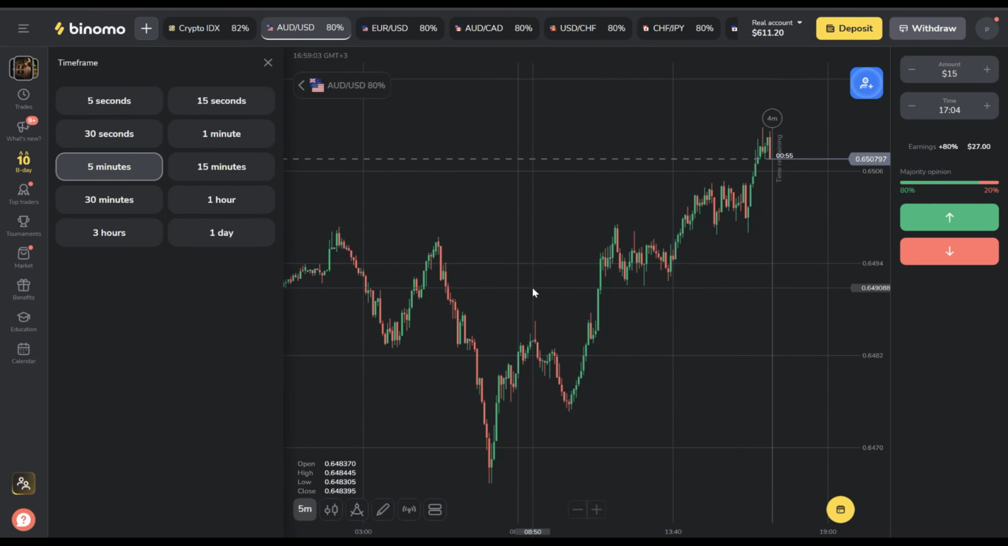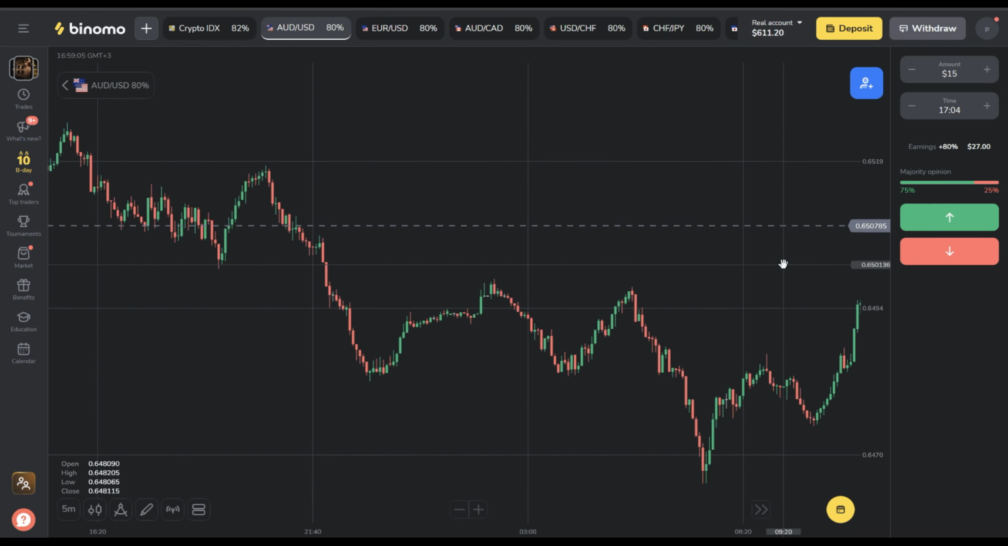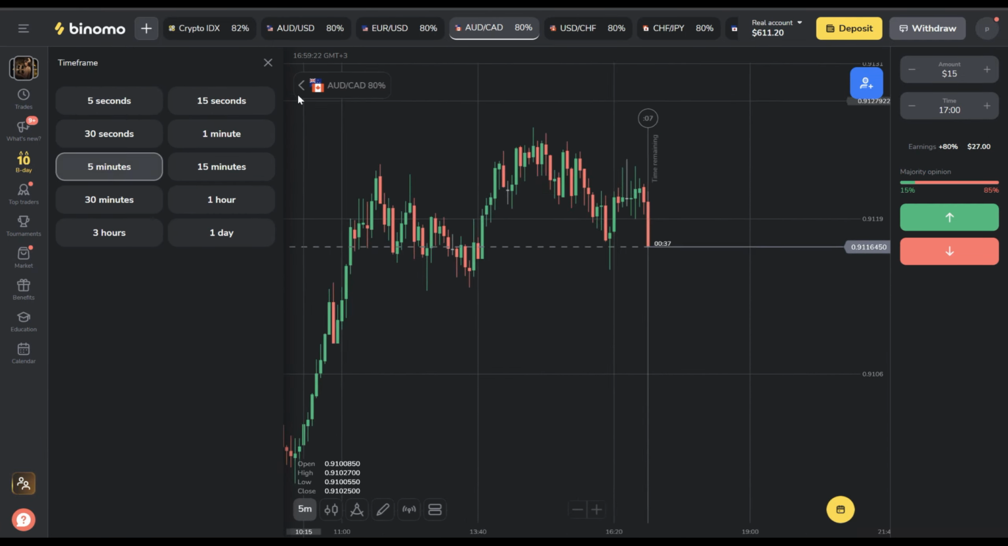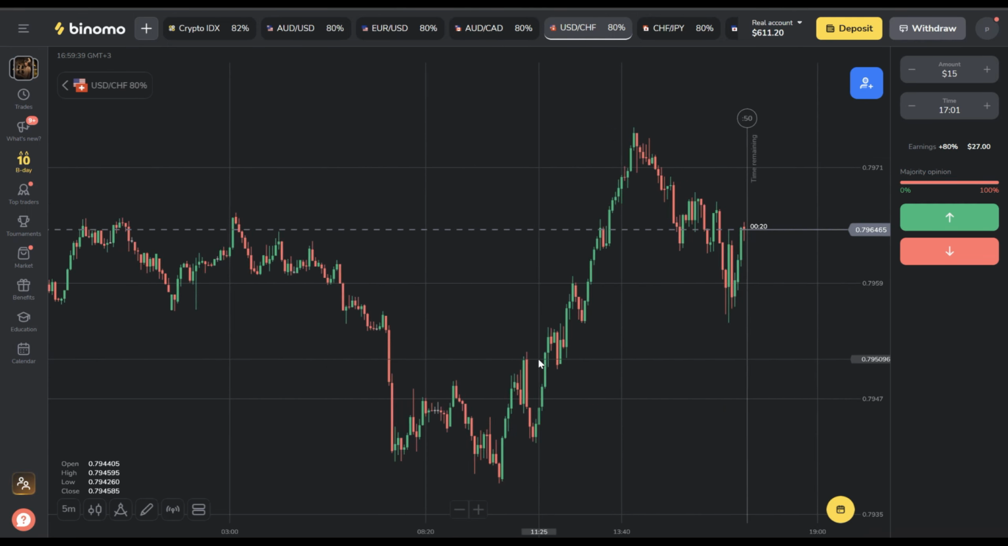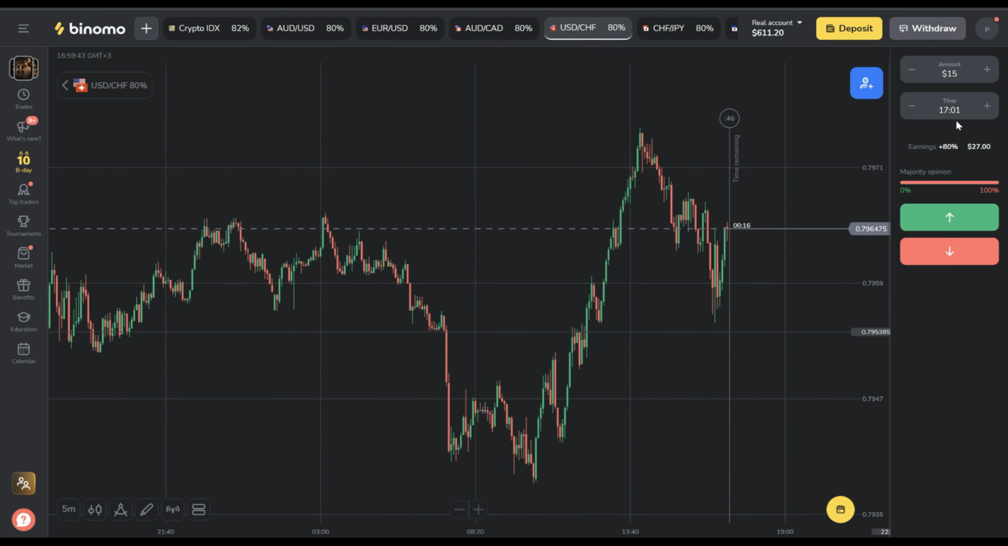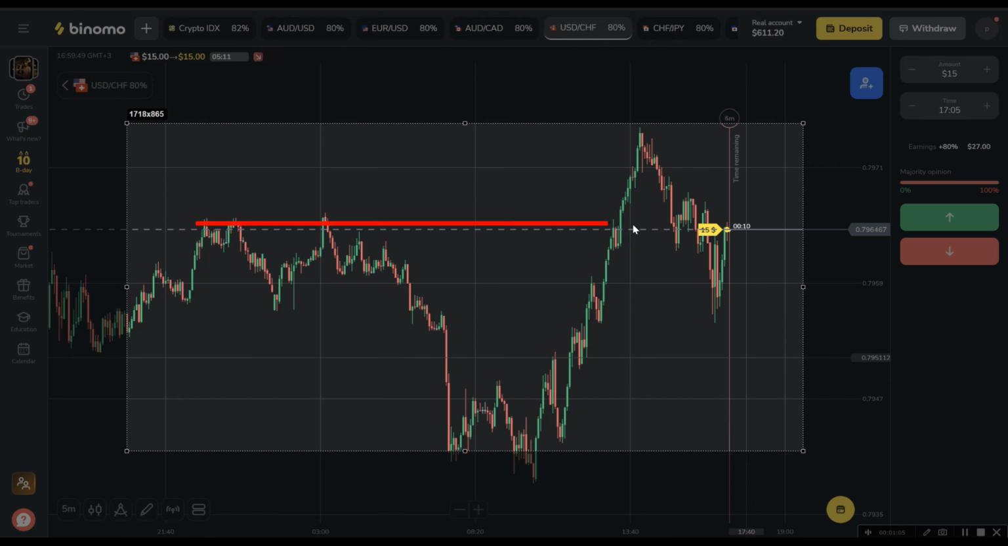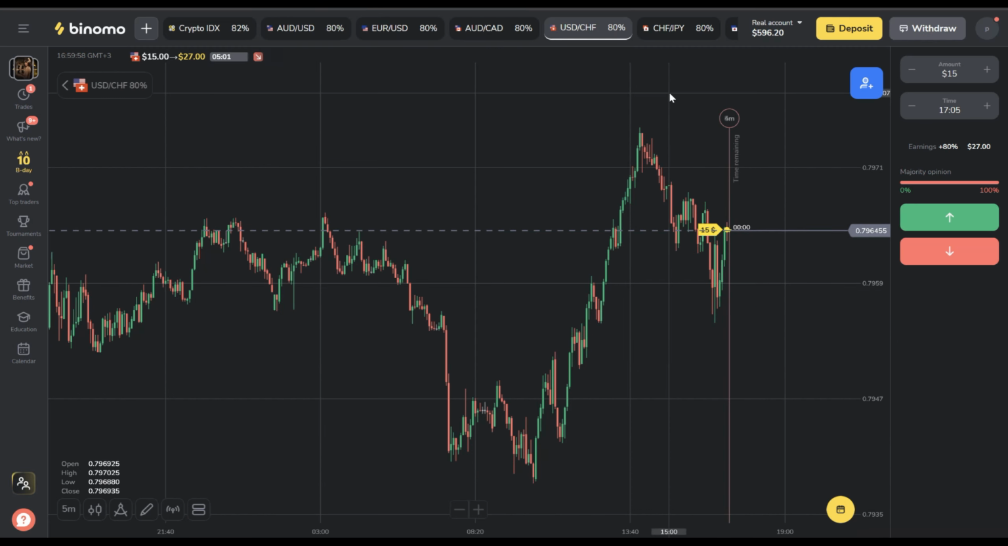Let's switch to a higher time frame so we can better understand what's happening here, because right now it's not entirely clear. Dollar, Swiss franc, I'm going to open a trade for a decrease. For approximately 5 minutes, we have a resistance zone right here. The price has reached this zone, previously broke through it, and now has come back to consolidate. I expect the price to go lower.